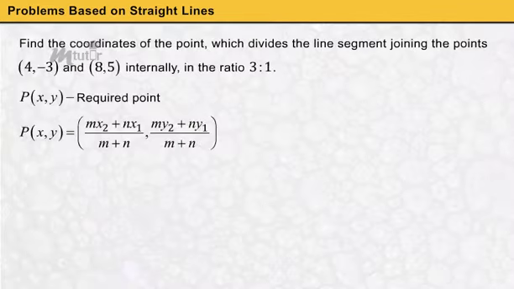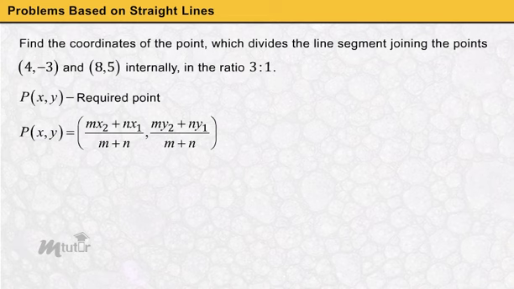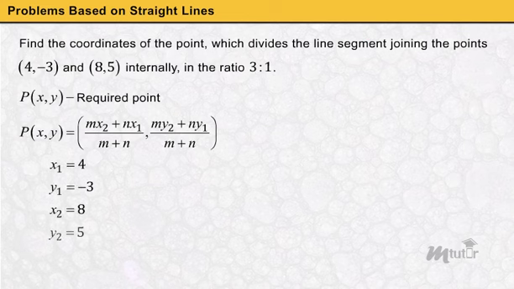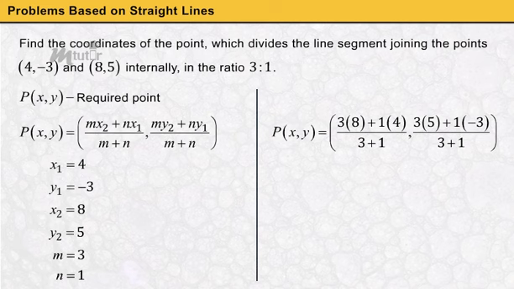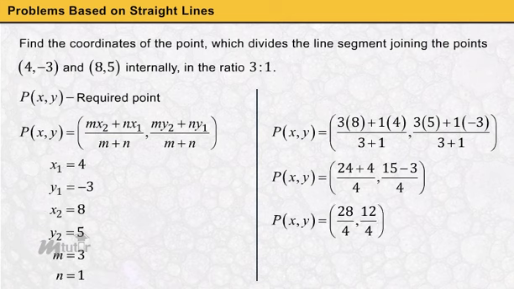The formula is P of x, y is equal to mx2 plus nx1 by m plus n, my2 plus ny1 by m plus n. From the given coordinate points, we have the values x1 as 4, y1 as minus 3, x2 as 8, and y2 as 5. Also, we have the values m as 3 and n as 1. On substituting these values in the respective places of the formula and solving the terms, we get the required point x, y as 7, 3.